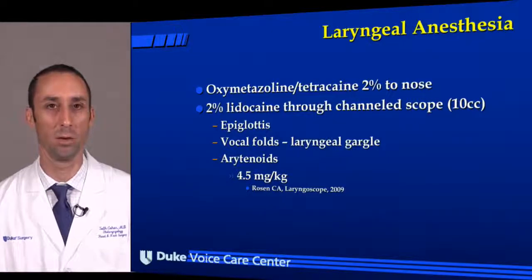Then we want to anesthetize the vocal folds themselves because that's where we're going to be working. And we'll do a laryngeal gargle, and I'll give you a demonstration of what that means. And then we also want to anesthetize the arytenoids. Sometimes our disease is posterior, and just as we could abut and rub against the epiglottis, the same thing could happen with the arytenoids.